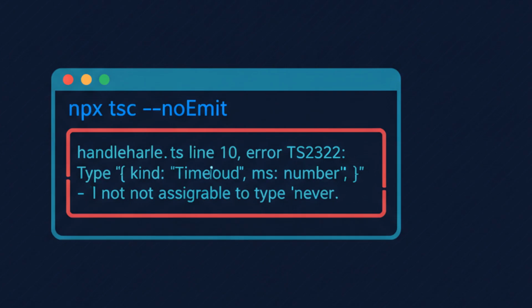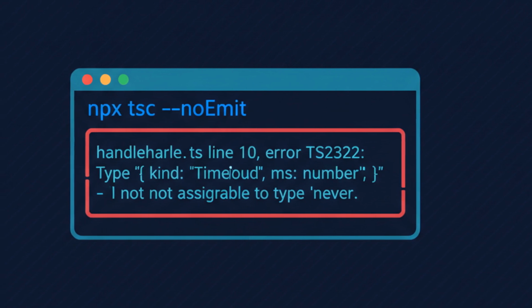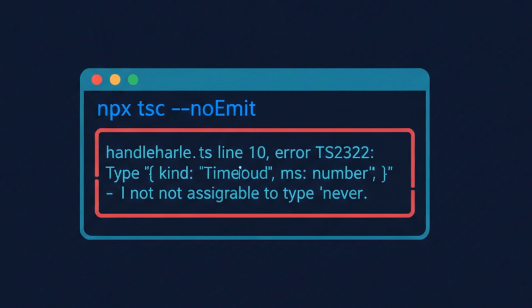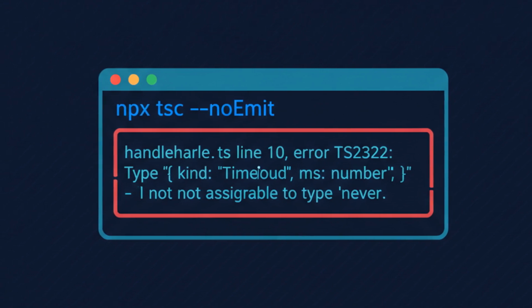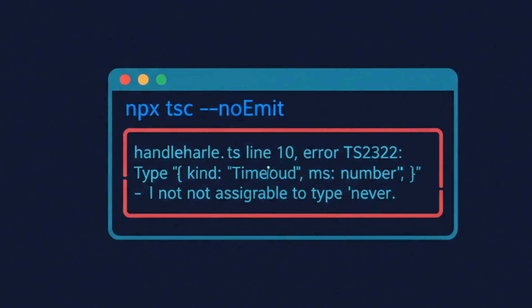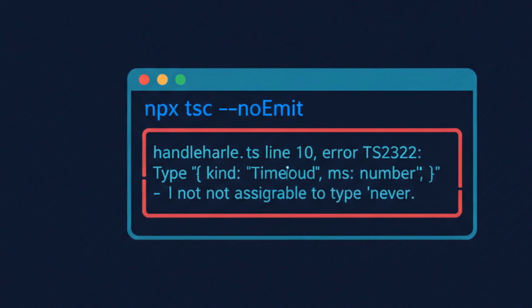Watch what happens when we add a timeout error to the union but forget to handle it. The compiler immediately flags the never assignment. Type timeout is not assignable to never. That red squiggle is TypeScript telling you exactly which case you missed. At build time, before a single user ever hits it. This is exhaustiveness checking, and it's a superpower.